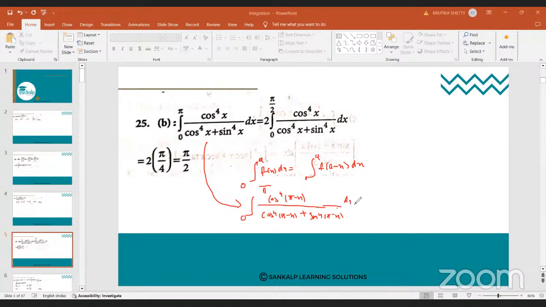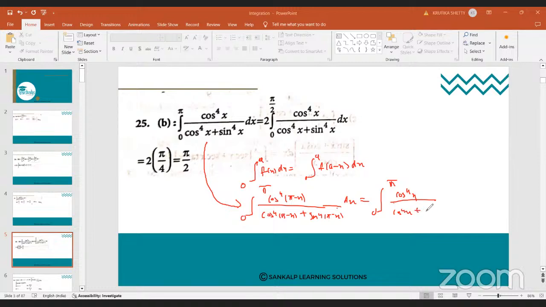Okay, so dx, when you simplify this, we get it in the form of 0 to pi. Okay, 0 to pi cos raised to 4. Cos of pi minus x is minus cos x, but its power is 4, so you can write it as cos raised to 4x. Similarly, cos raised to 4 of pi minus x will again be cos raised to 4x.